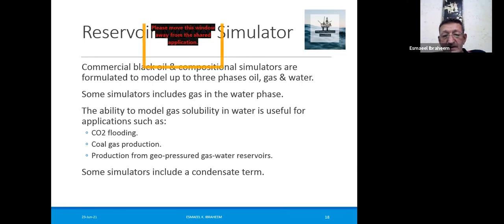So you should have a simulator that can show you how to implement the EOR and how to implement the kind of production that you are required to do. Some simulators include condensate, as we all know that we can have condensate with the gas produced if the reservoir is a gas field or gas reservoir. You may have condensate coming out with the gas produced.